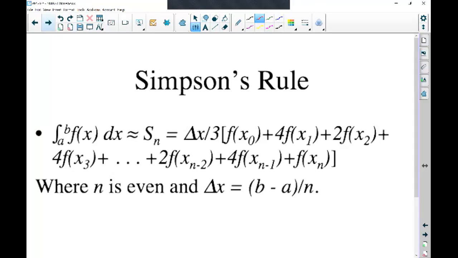In order for Simpson's rule to work, n has to be even. So we couldn't do 5 subintervals like we did with the last couple of approximations. It has to be even. Our delta x is still calculated the same way, b minus a over n. If n is not even, this alternating 4, 2, 4, 2, 4, 2, ending with 4 and then 1 wouldn't work.